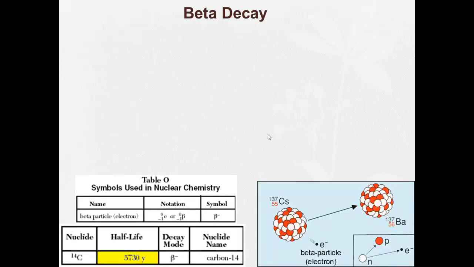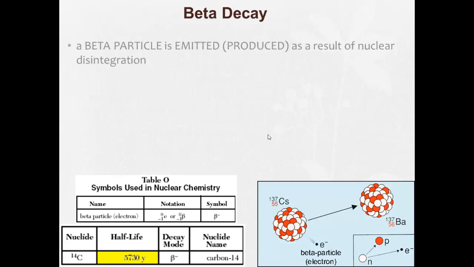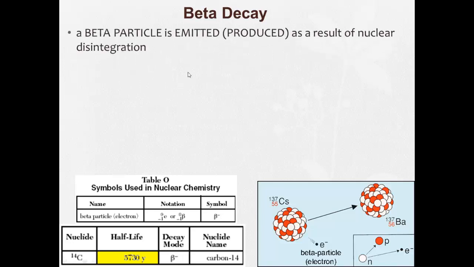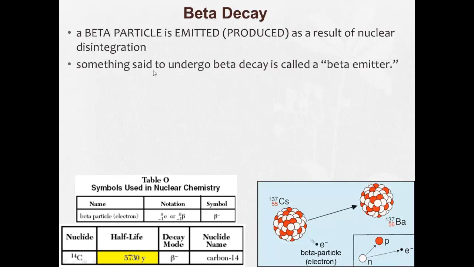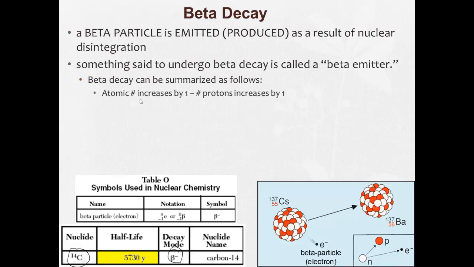All right, so the next type we're going to talk about is beta decay. Now, in beta decay, a beta particle is emitted, produced, as a result of nuclear disintegration. Something said to undergo beta decay is called a beta emitter. So carbon-14 is a beta emitter. And it can be summarized as follows. And here, the atomic number increases by 1 because the number of protons increases by 1. But the mass number stays the same. The number of neutrons decreases by 1.